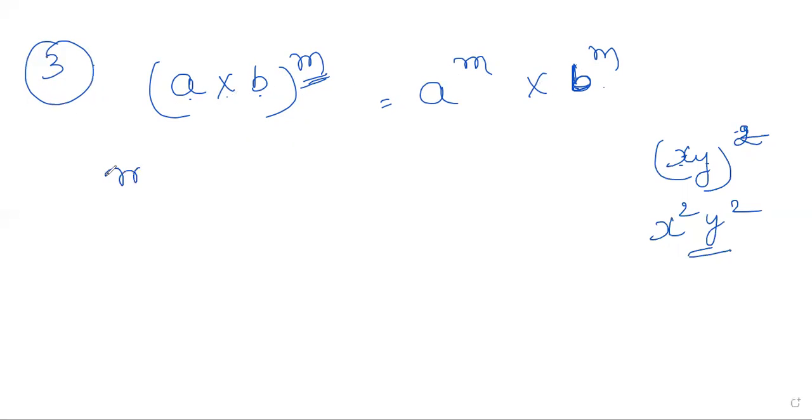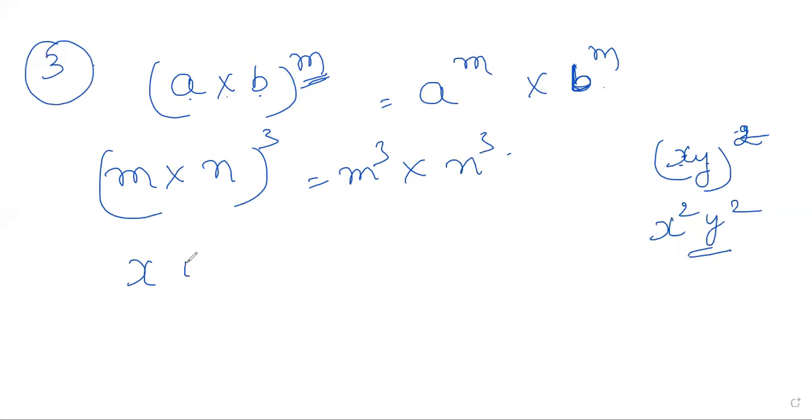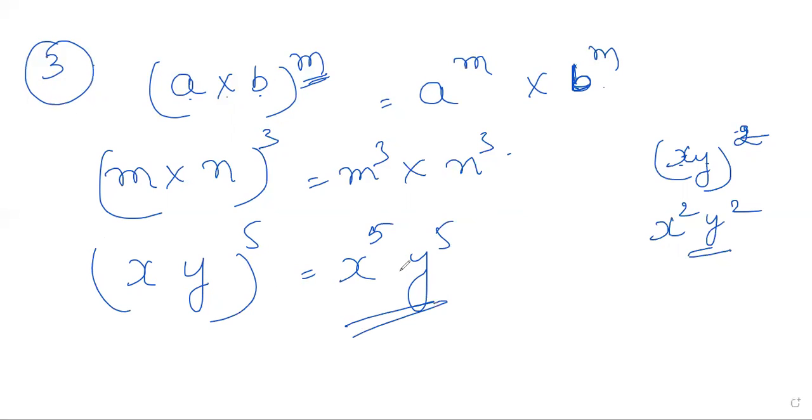Take the example m into n whole to the power of 3. How can you write this? m cube into n cube. Or x into y, xy whole to the power of 5. So how will you write? If there is no sign, it means there will be a multiplication sign. So 5 is related to both x and y. That is x to the power of 5, y to the power of 5. This is our third rule.